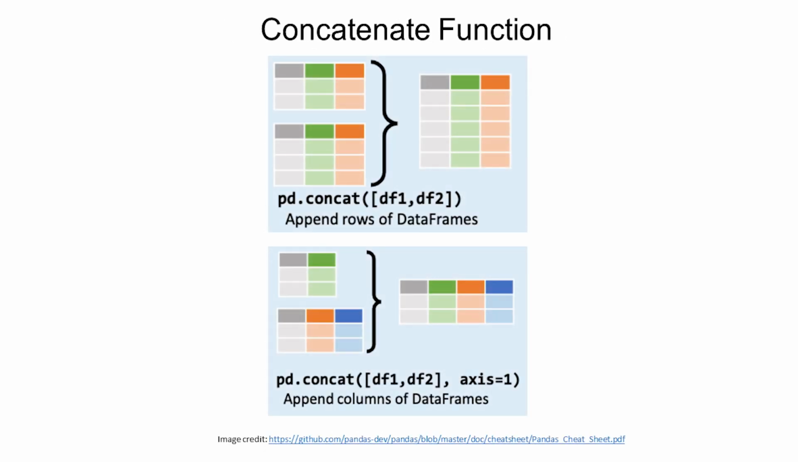Finally, let's discuss combining different time series data sets. The first method uses the concatenate function. This technique allows us to take two similar data sets and glue them together. This can be done either row or column-wise.